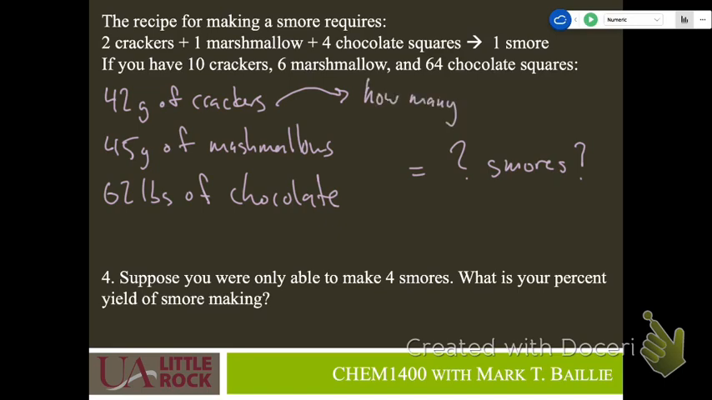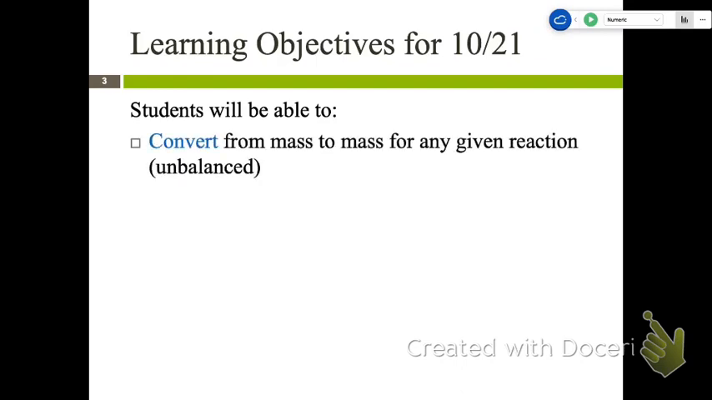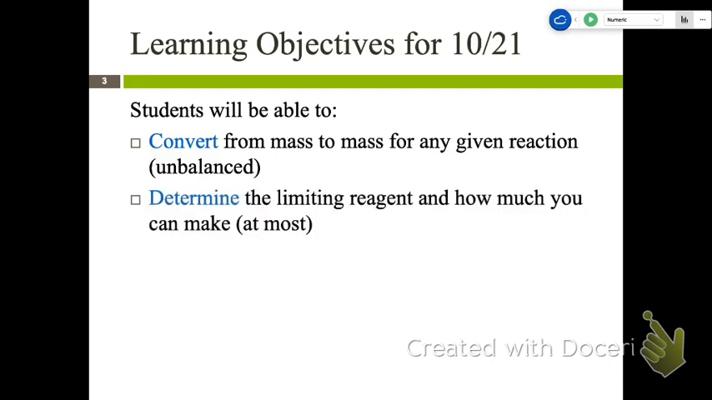And that is exactly what we're doing in chemistry. That's where most people get stuck. So with that said, let's start in on it. Today, I want us to be able to go from how heavy the reactants are to how many products or how heavy the products are that we can make. And maybe we don't have exactly the number of each that we need, just like the s'mores example. Maybe we're going to run out of one first. So I want you to be able to determine which one we run out of first and how much you can make at most.